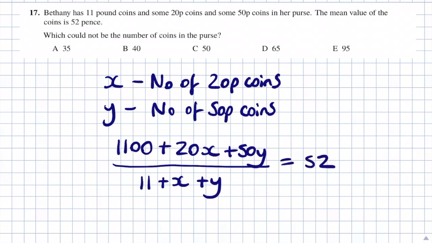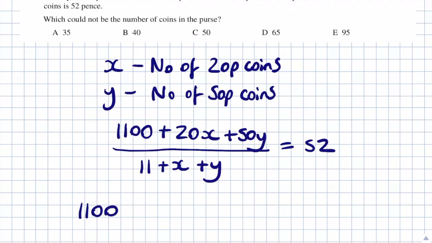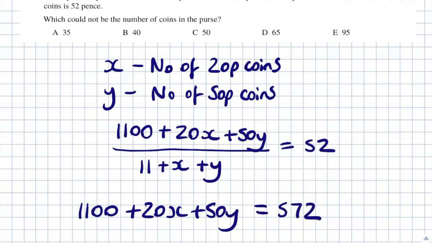Let's try and simplify this and get it in the form of just X plus Y. So what we can do is multiply both the left-hand side and the right-hand side by 11 plus X plus Y. So we're going to get 1100 plus 20X plus 50Y is equal to 52 times 11. Now, we know 52 times 10 is 520. So we do 520 plus 52. That's going to give us 572. And then plus 52X plus 52Y.